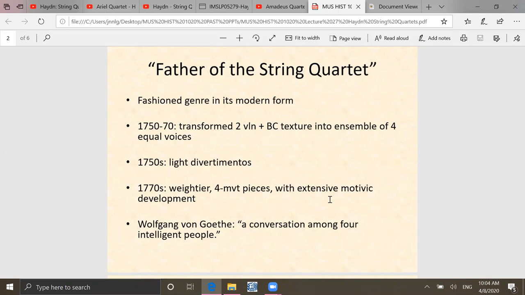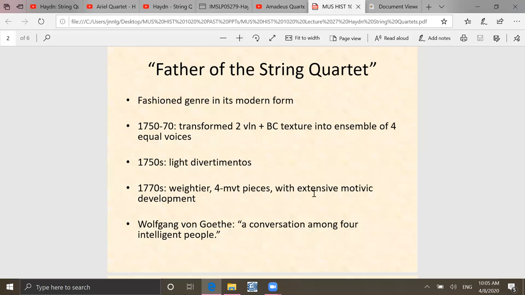So two violins, one viola, one cello. And B, he solidifies the movement structure, which in its standard form is four movements, which vary in character, but are understood together, if that makes sense. So we're tracing not only the development of the string quartet, but Haydn's contribution to it.